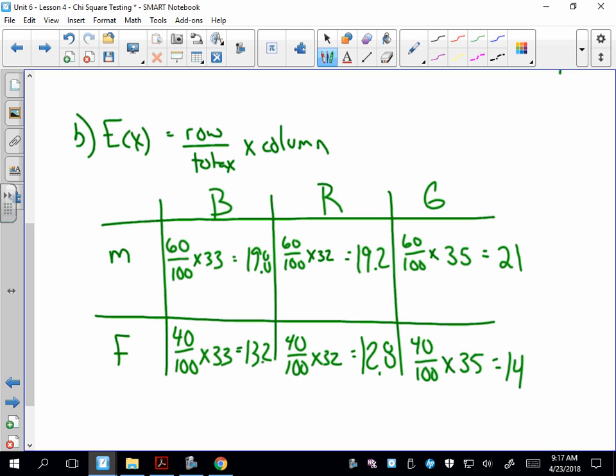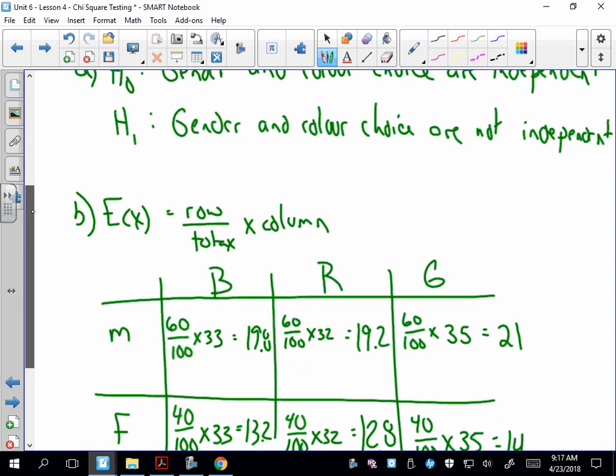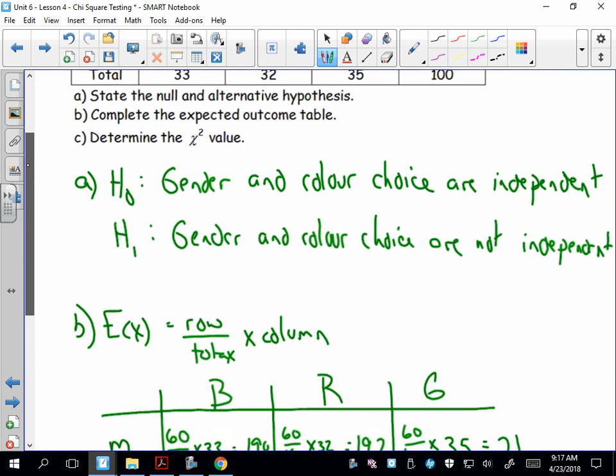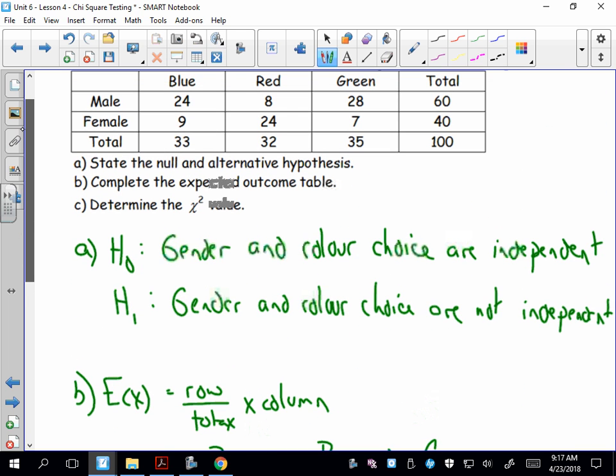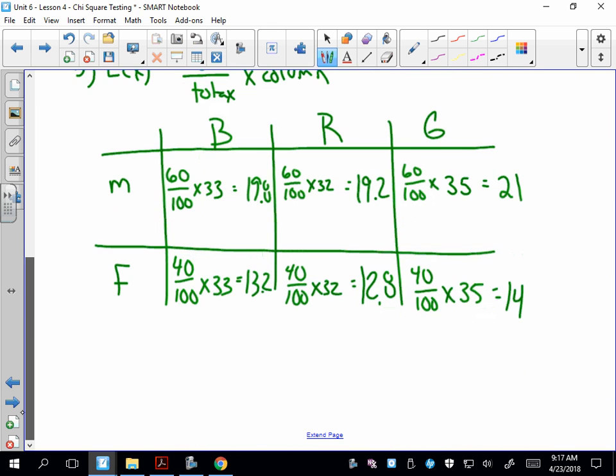This is my expected table. Based on proportions, this is what I would expect to find of each of the color choices. Now, obviously, the original table we saw and what we would expect to see are different. The question we have to ask ourselves is, are they a lot different or just a little bit different? That's where our chi-squared value is going to calculate for us.